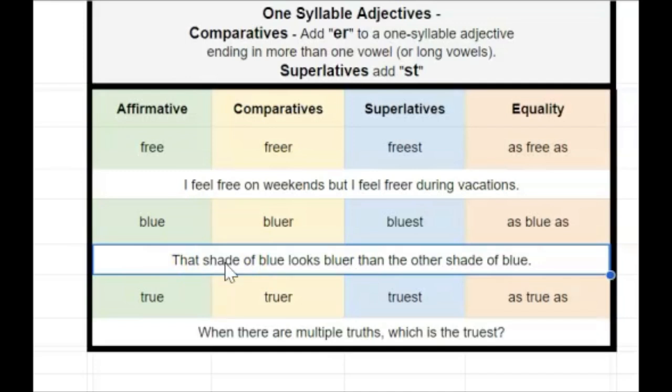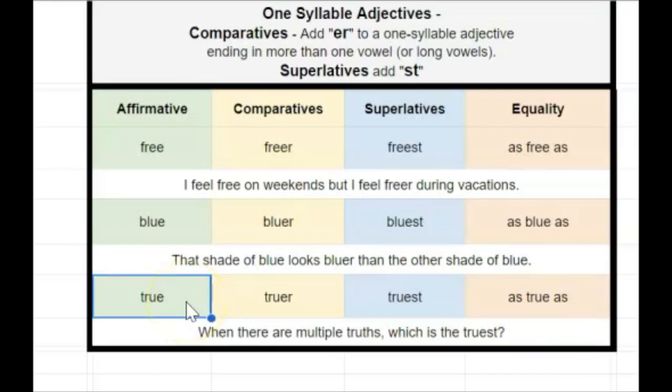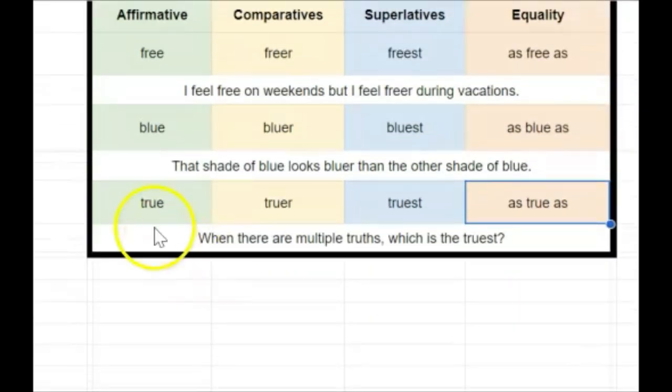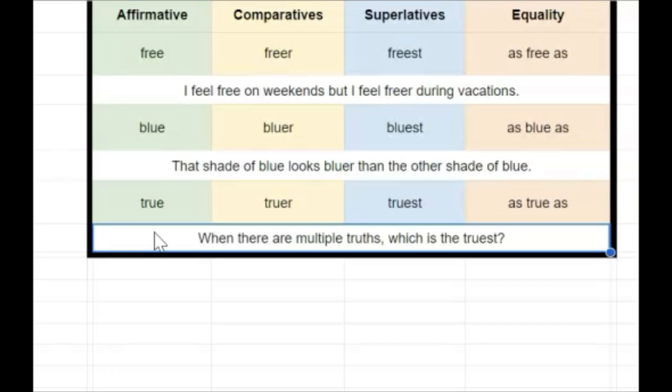The last example adjective we have here that ends in two vowels or a long vowel sound is the word true. The comparative is truer, the superlative is truest, and the equality is as true as. The example sentence we have is, when there are multiple truths, which is the truest?